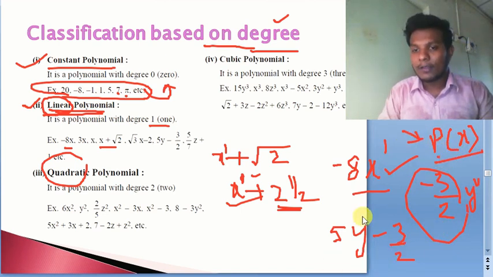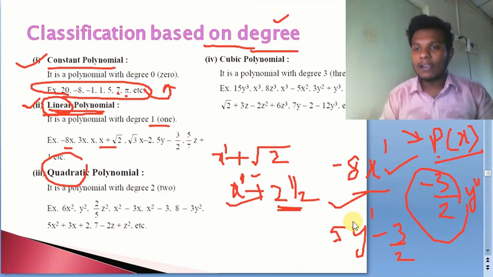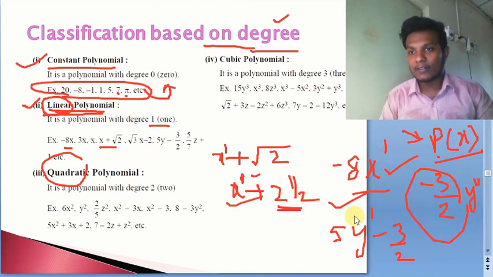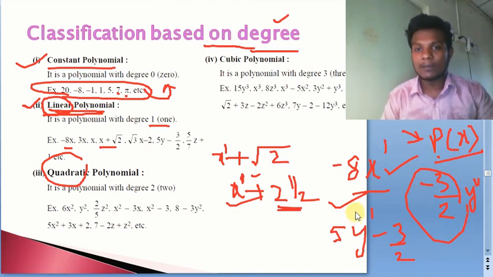See here, this is power 1, the highest degree is 1, so this is also going to be a linear polynomial. Basically, in the case of linear polynomials, the degree is going to be 1. In the case of constants, the degree is going to be 0. That is what we have to keep in mind while dealing with the classification based upon the degree.